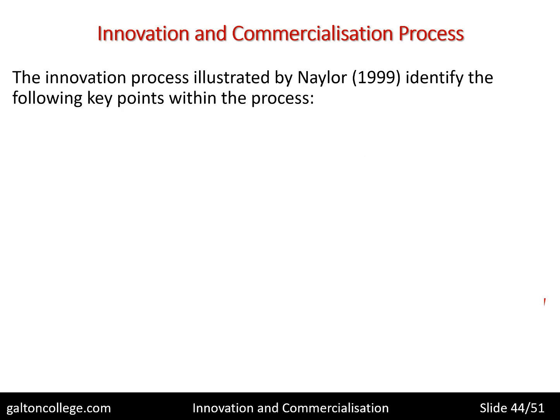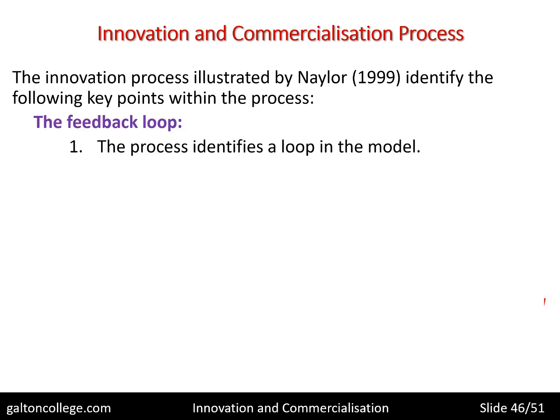The innovation process illustrated by Naylor identifies the following key points and processes. The feedback loop. The process identifies a loop in the model. The idea here is that at any stage, anything adverse about the product can be fed back into the development stage, can be fed back and put right, can be rectified.